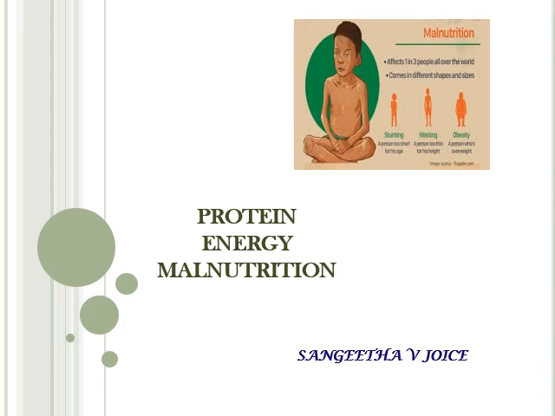So malnutrition affects 1 in 3 people all over the world, which comes in different shapes and sizes. That means some may be undernourished, affected with stunting, wasting, etc. Overnutrition can even cause obesity.